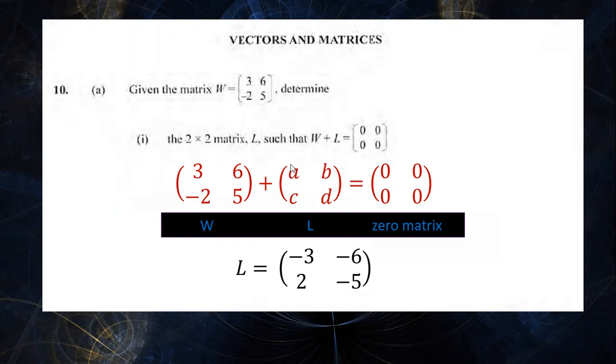So 3 plus negative 3 will give me 0. 6 plus negative 6 will give me 0. Negative 2 plus 2 will give me 0. And 5 plus negative 5 will give me 0. And all those numbers that I just called are in this matrix here. So this has to be L. This is the 0 matrix. This is W. And L has to be this. Take a minute and see if it makes sense.